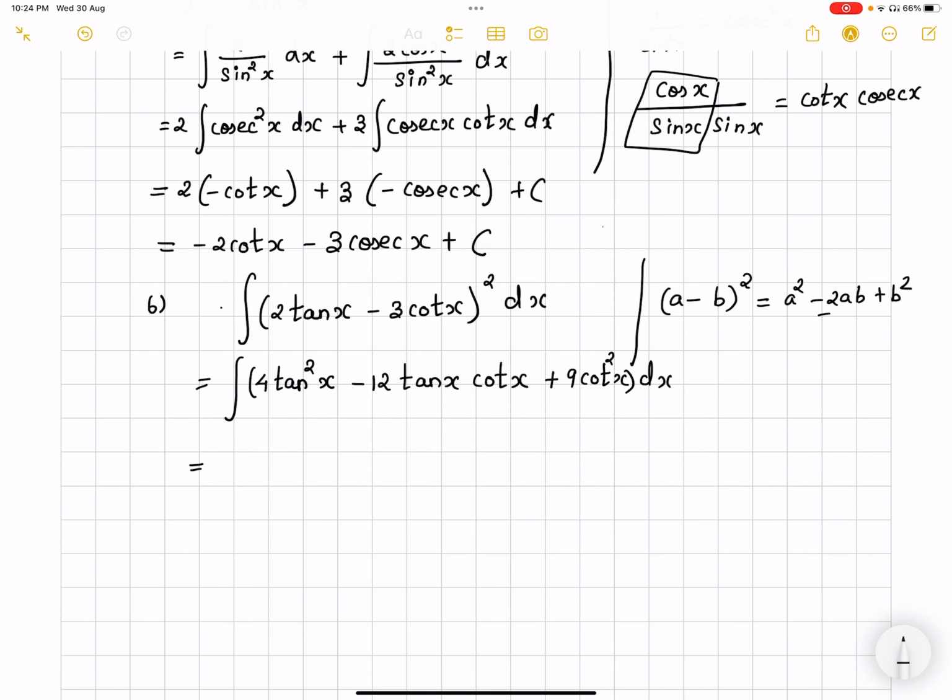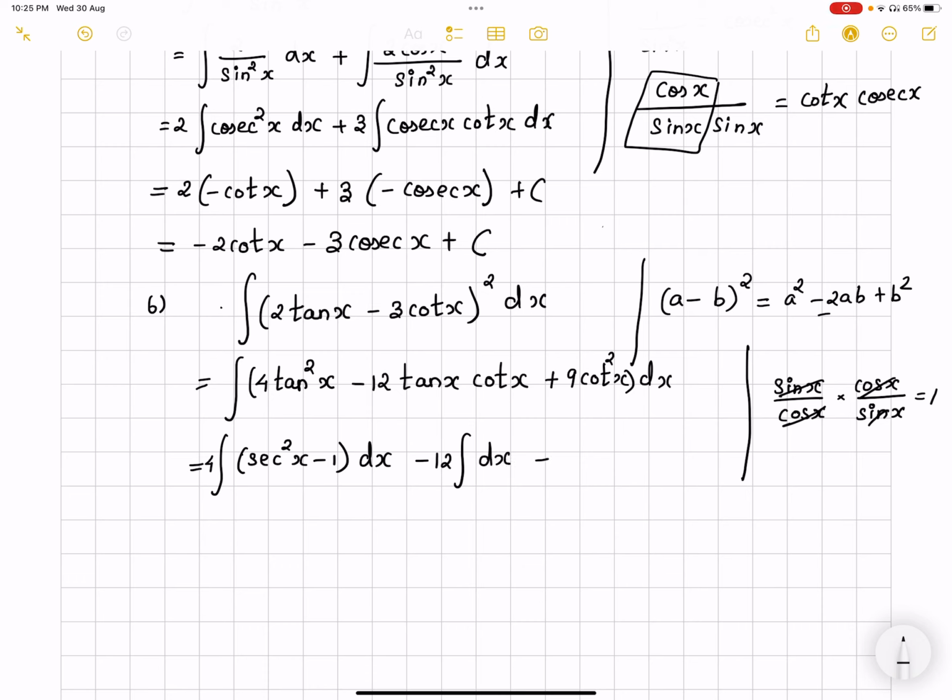So here, integral, 4 I would be taking out. Tan square, I'm going to replace it as secant square x minus 1 dx. Minus 12, let me take it out. You have tan x cot x. Let me explain something. Tan x is nothing but sin x by cos x, and cot x is nothing but cos x divided by sin x. Now, what happens when these two are getting multiplied? Both of them would be getting cancelled and it is equal to 1. So you have minus 12 dx here.